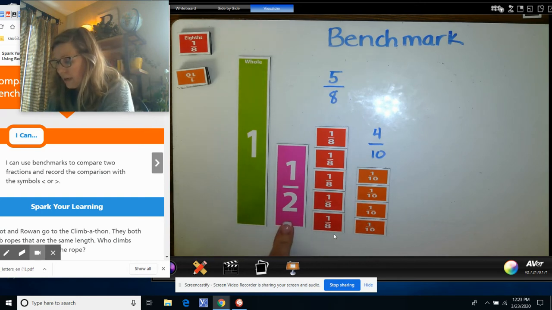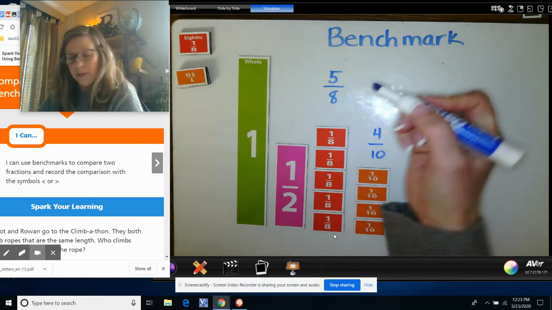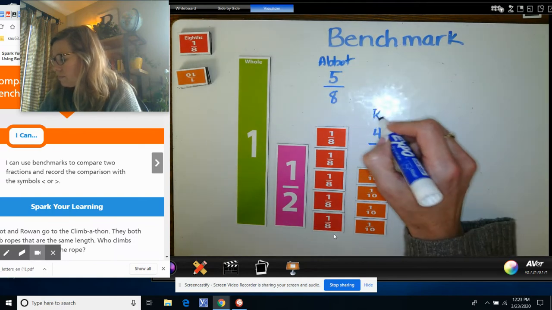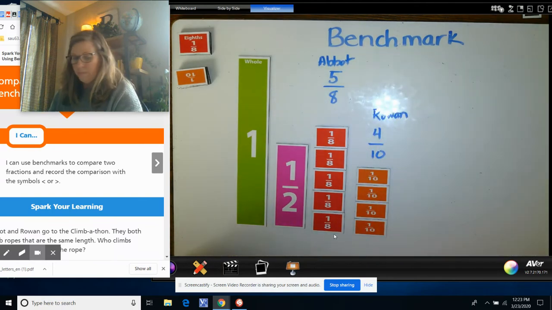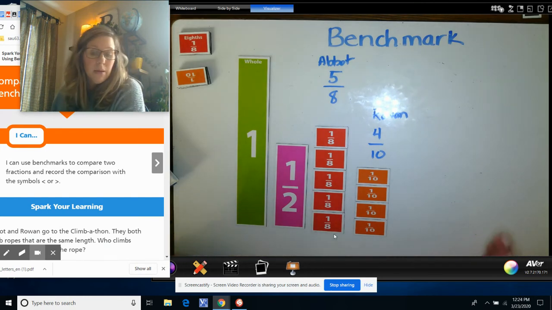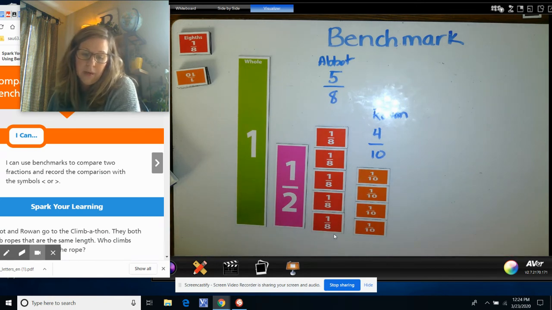So the question is, who climbs higher than half up the rope? Well, here's half. Here's half of a whole. Here's the half. Which one climbs higher? Is it Abbott or Rowan? Okay, take a peek. If you need to draw this out on your paper, please do so. But I would like you to write, if you haven't written anything in your box there below, please write in who you think climbs higher than halfway up the rope.